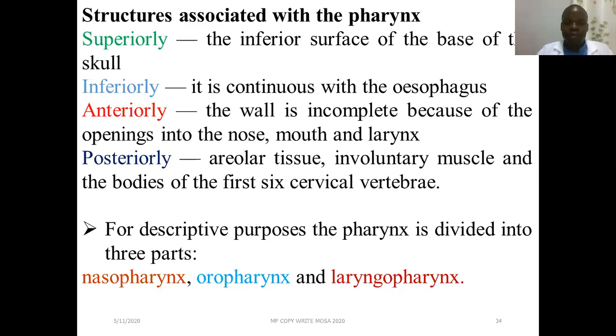For descriptive purposes, the pharynx is divided into 3 parts. If you want to describe the pharynx, you have to describe it in 3 parts. That is the nasopharynx, the oropharynx, and the laryngopharynx.